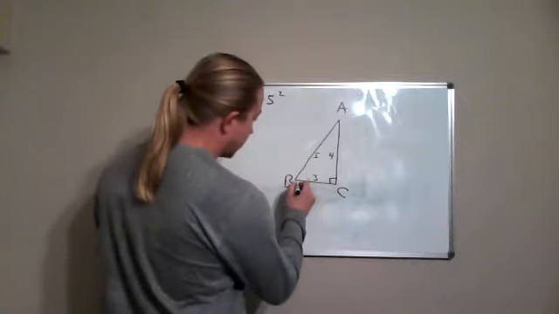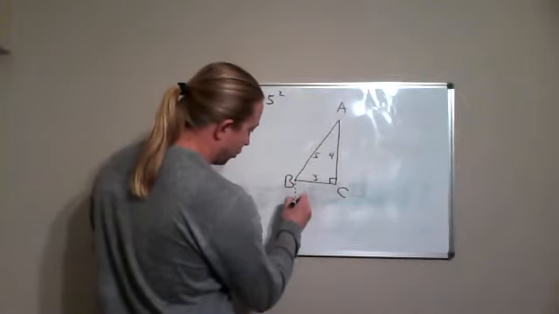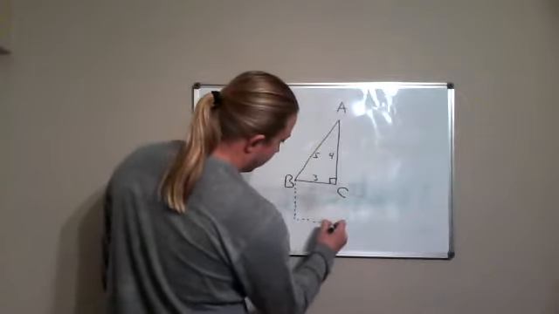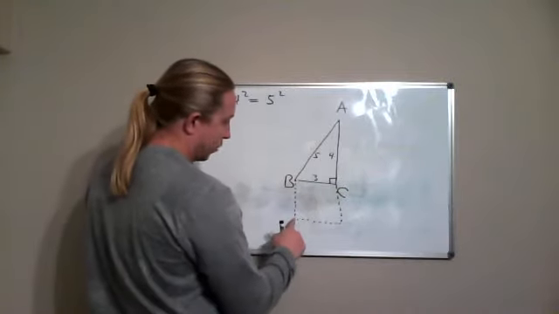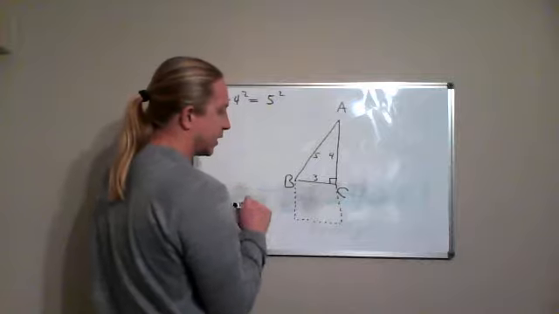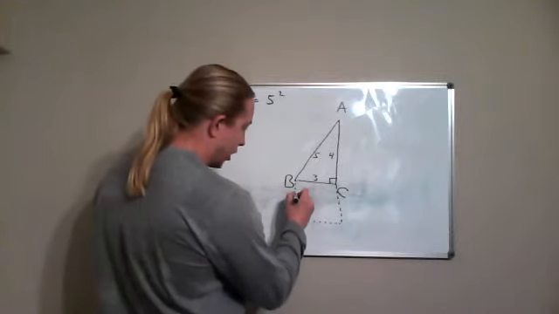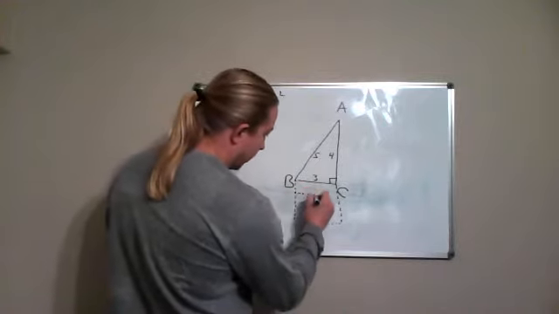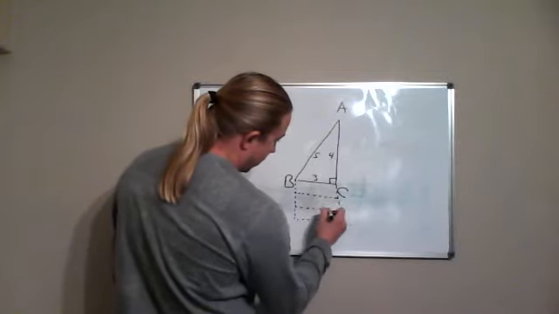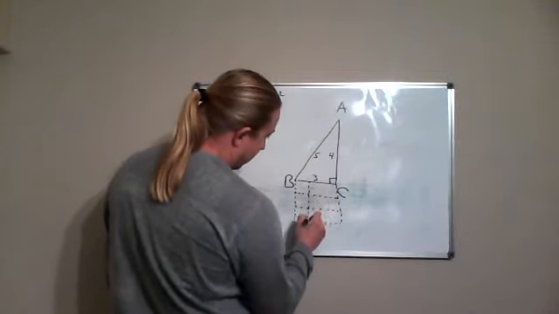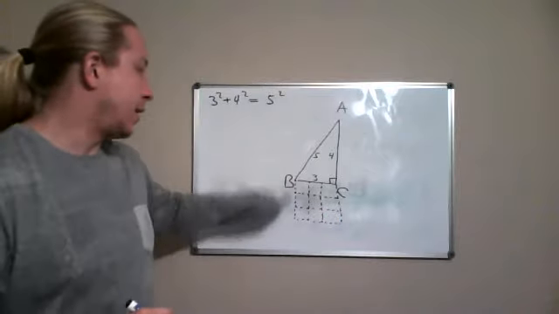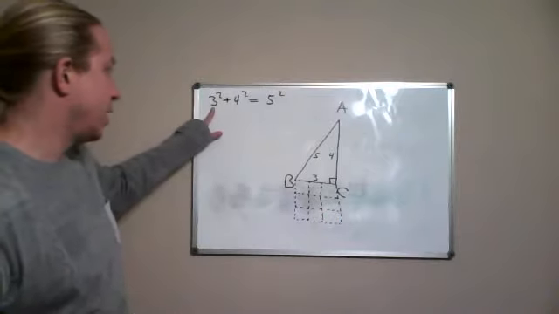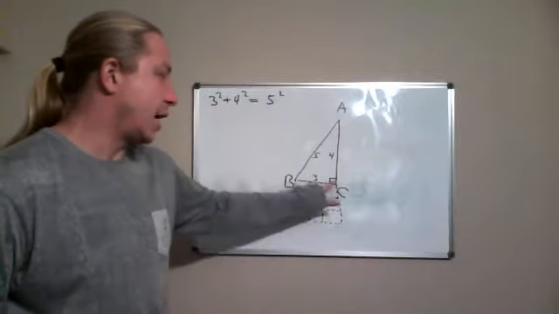For 3 squared, I'm going to draw a block like this. So that's 3 and that's 3. 3 times 3 gives us 9, which is 3 squared. I'm going to divide this into 9 blocks like that. Do you see that? So 3 times 3, which is 3 squared, is 9 blocks.